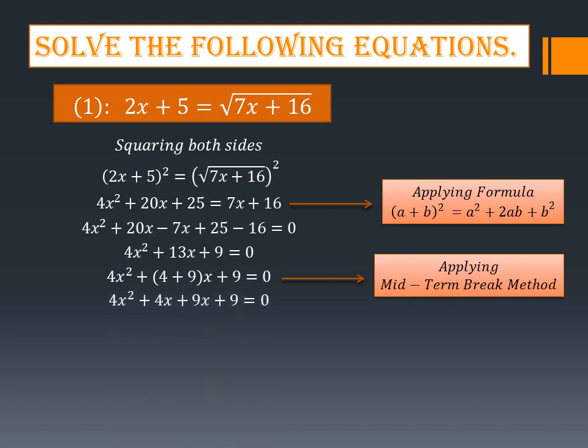Opening the brackets, we will get the four terms now. We will take common from the first two and the third and fourth terms. We will get 4x into x plus 1 plus 9 into x plus 1.